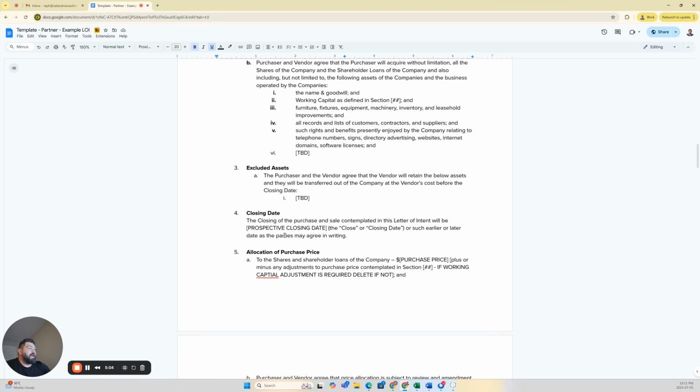So then excluded assets. A lot of times businesses will have assets within the company that are not required to operate the company. For example, if they bought a vehicle through the company and the owner uses that as his daily driver, well, that vehicle is not necessary for the operation of the business, so the buyer doesn't want it.